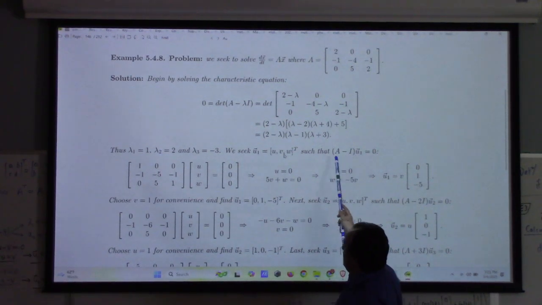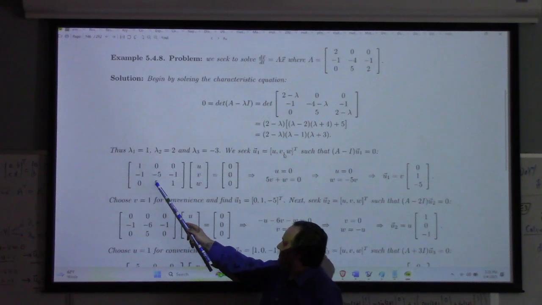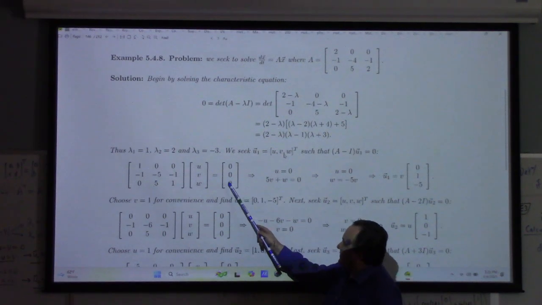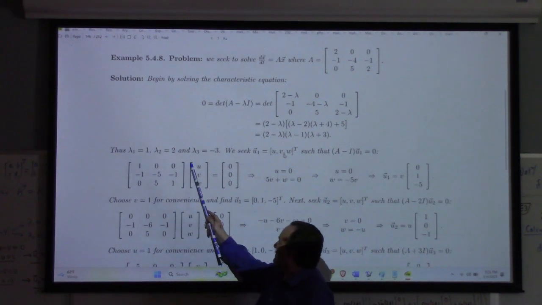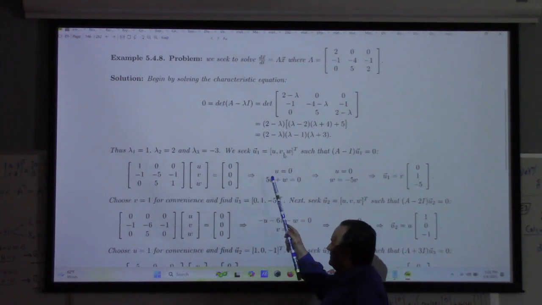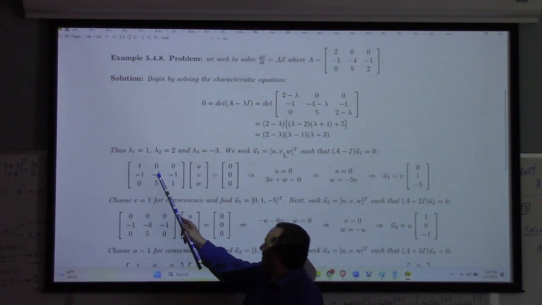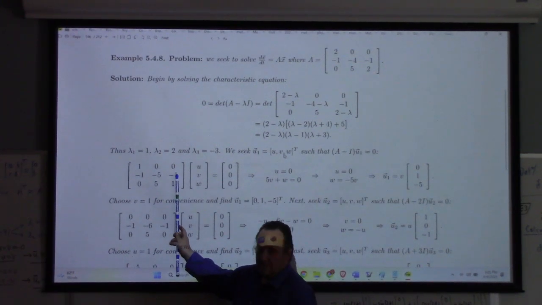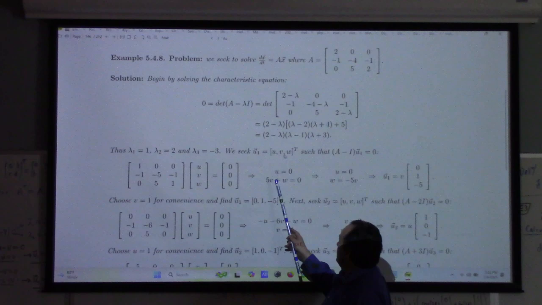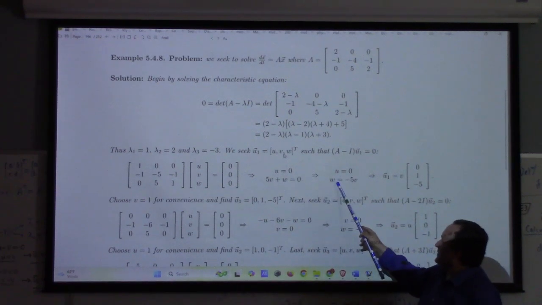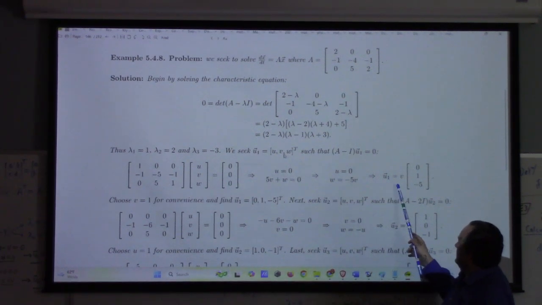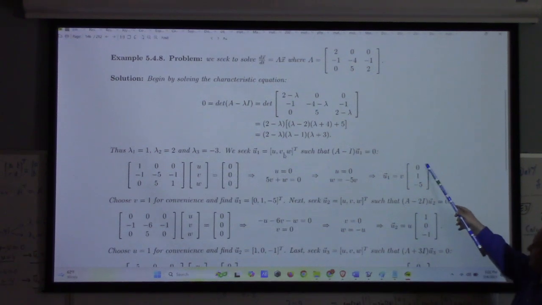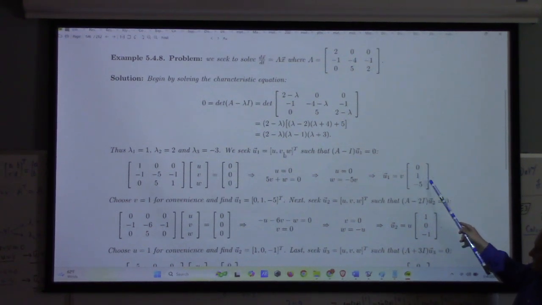So lambda equals 1 gives me this. Of course, the top equation is just u equals 0. That's nice. And then the middle equation, once you know that u is equal to 0, these two equations become the same equation. So you can see that the other one is 5v plus w equal to 0, which gives me w is minus 5v, which I can use v as a parameter. We can put v equal to 1, we get 0, 1, minus 5.